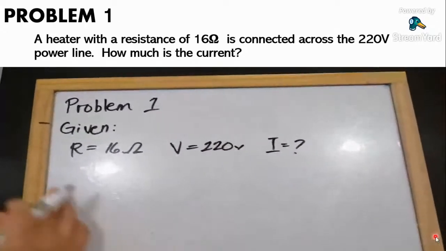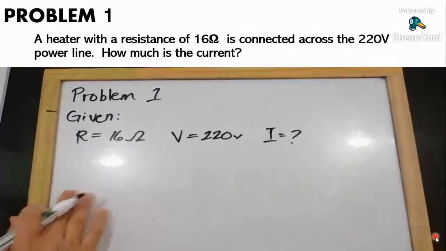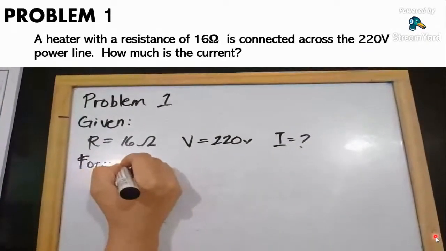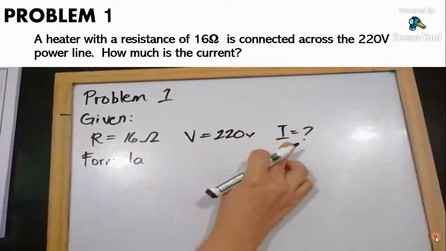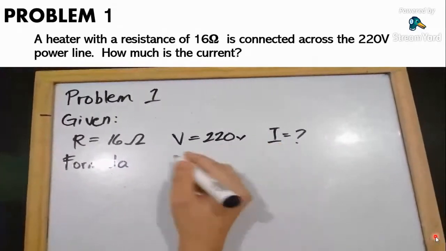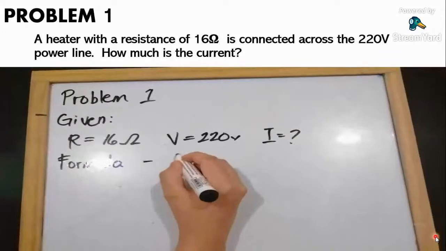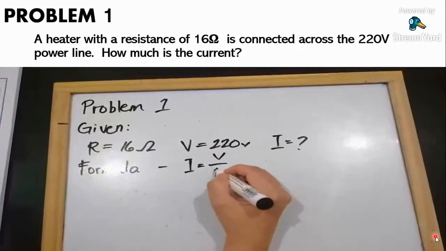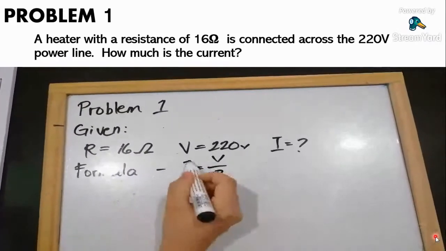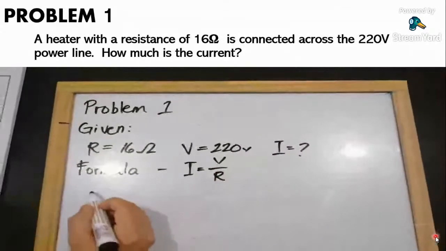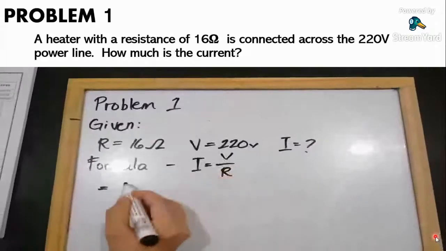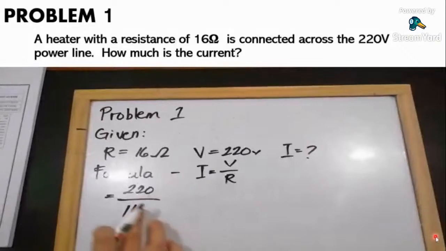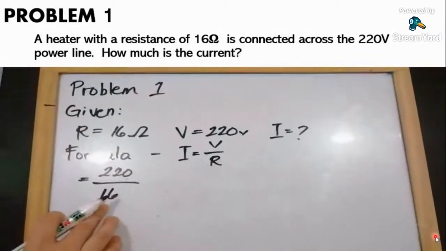So, letter I. Now, ano yung formula natin? You have the given. After that, you need to write the formula. So, ang ating formula, ang nawawala is yung ating current. So, ang formula natin dyan is current is equal to voltage over resistance. Now, substitute na natin ngayon yung given natin. So, that is equal to voltage 220 over resistance na 16. So, we have 220 divided by 16.